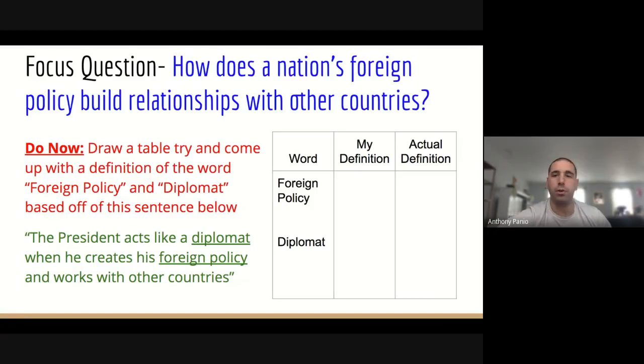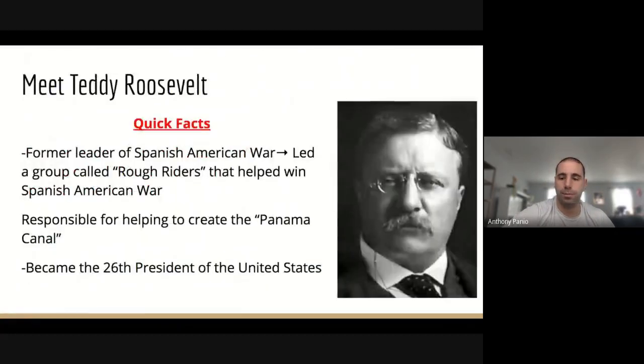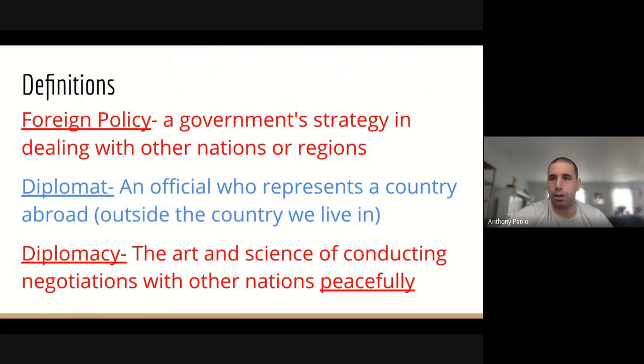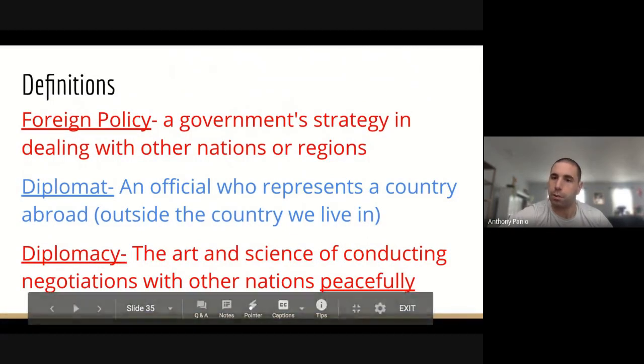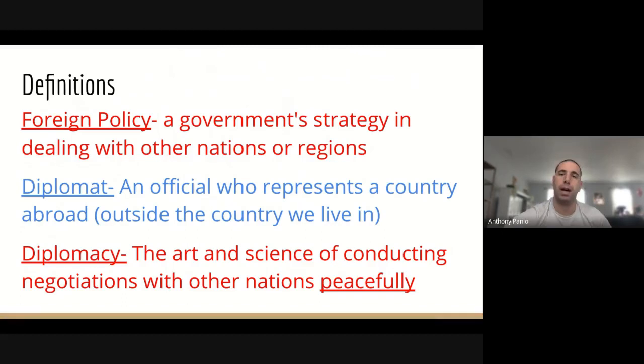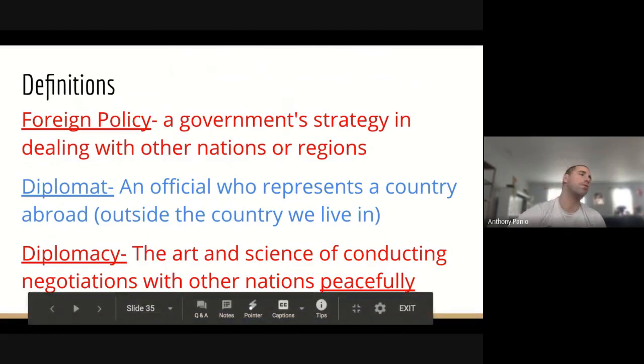Now, I'll be honest, if you completely understand what foreign policy is, you don't need to write the definition down. But if you can, please write down the definition of the word diplomacy, because I think everyone needs to get that down. If you're unsure what foreign policy is, then you could write that down as well. All right, so let's start from the beginning.